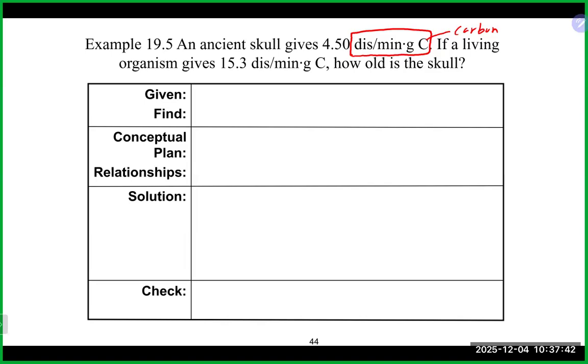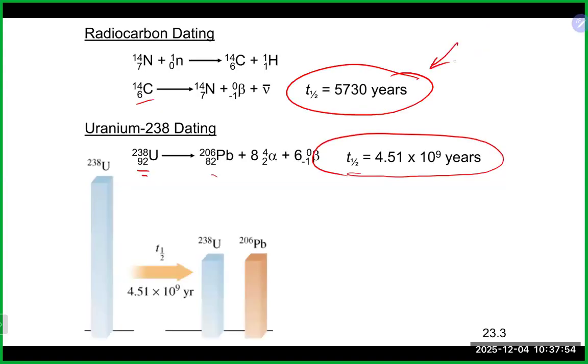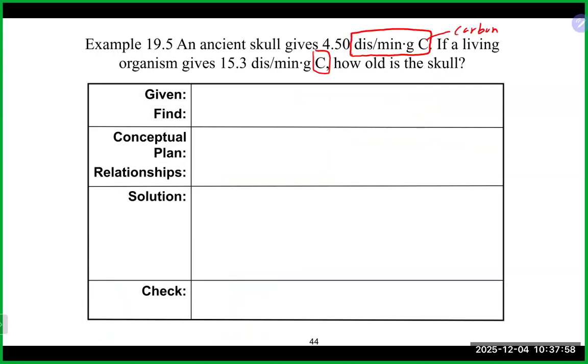If a living organism gives us 15.3 disintegrations per minute per gram of carbon, and we want to know how old the skull is, the carbon part is important because it tells us we should roll with the half-life of carbon, which is 5730. That's a piece of information that may not necessarily be given to you, but 5730 years is the half-life of carbon. Even though it's some crazy looking units, it's still our first order kinetics that we're going to do here.